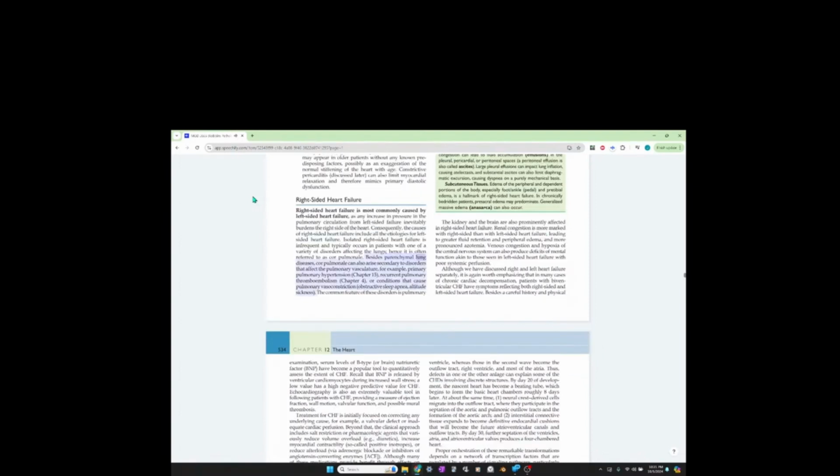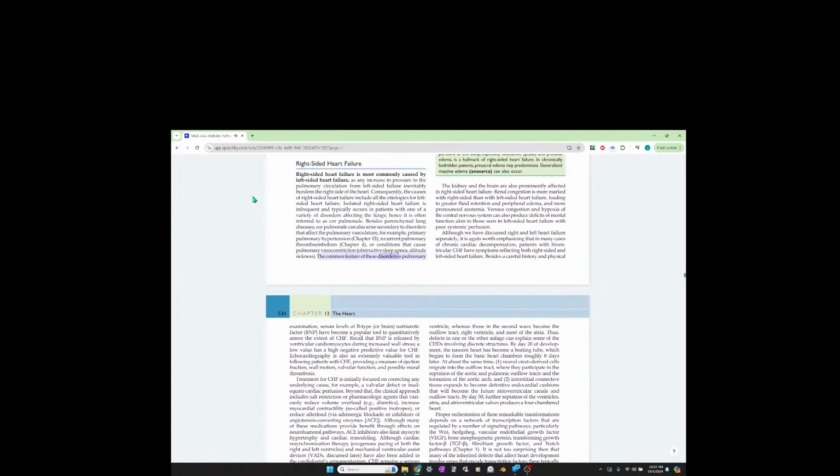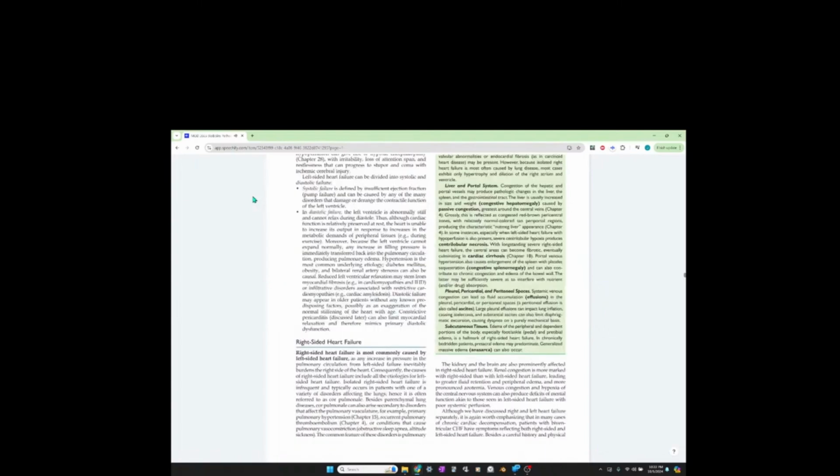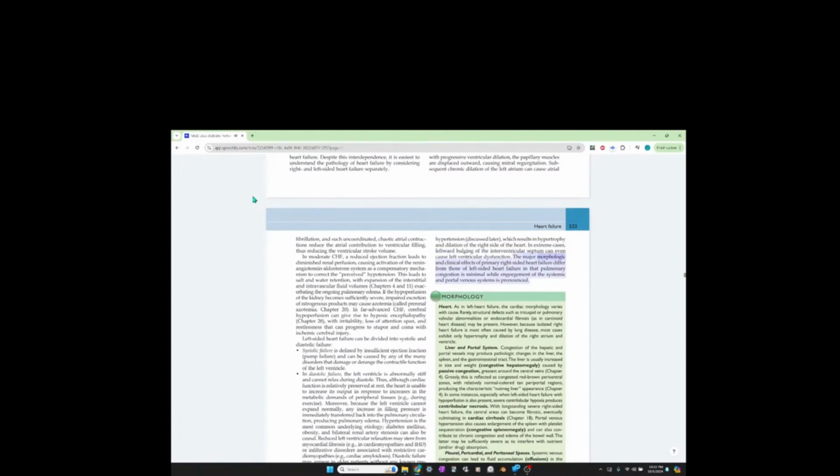Besides parenchymal lung diseases, cor pulmonale can also arise secondary to disorders that affect the pulmonary vasculature, for example, primary pulmonary hypertension, recurrent pulmonary thromboembolism, or conditions that cause pulmonary vasoconstriction. The common feature of these disorders is pulmonary hypertension, which results in hypertrophy and dilation of the right side of the heart. In extreme cases, leftward bulging of the interventricular septum can even cause left ventricular dysfunction. The major morphologic and clinical effects of primary right-sided heart failure differ from those of left-sided heart failure in that pulmonary congestion is minimal while engorgement of the systemic and portal venous systems is pronounced.